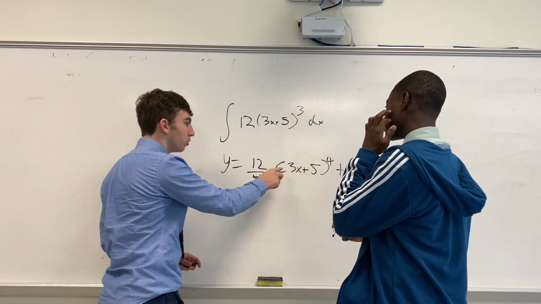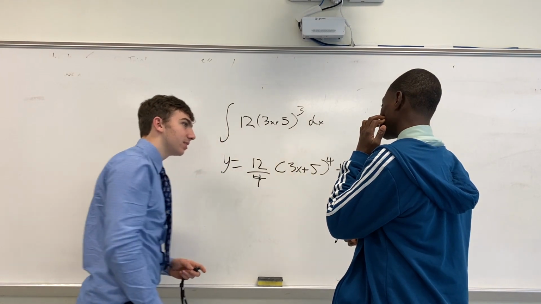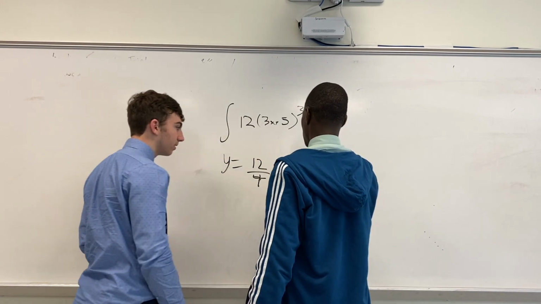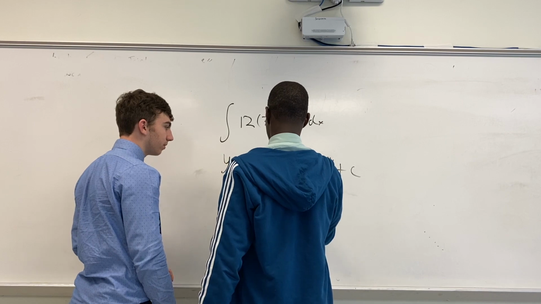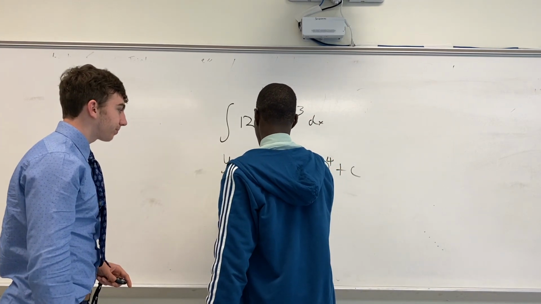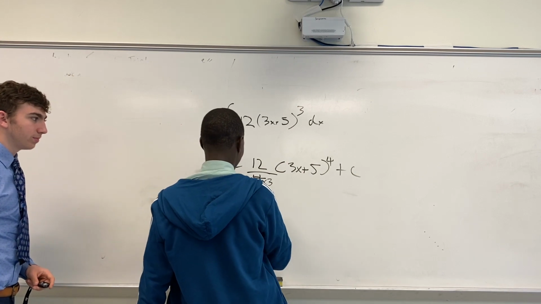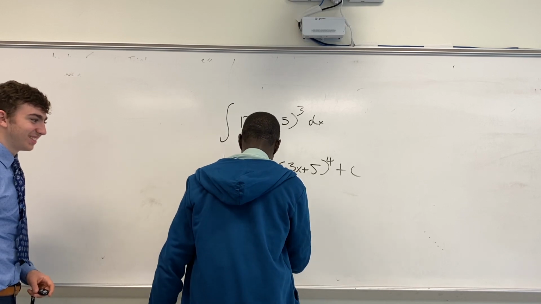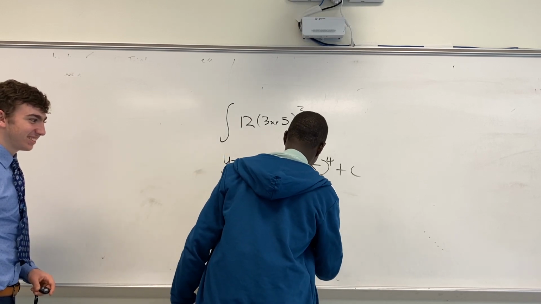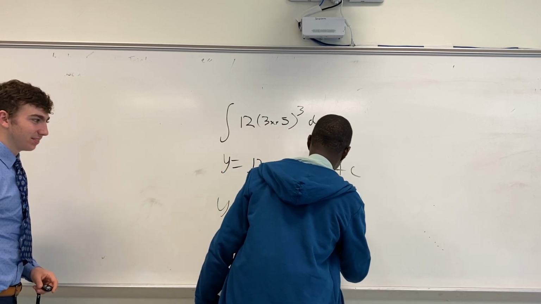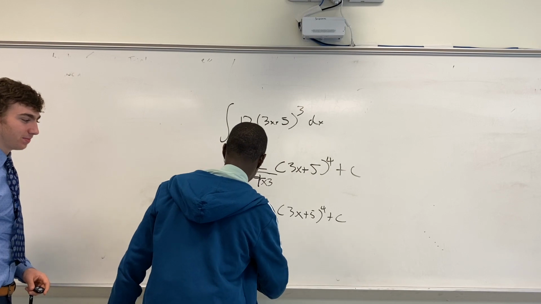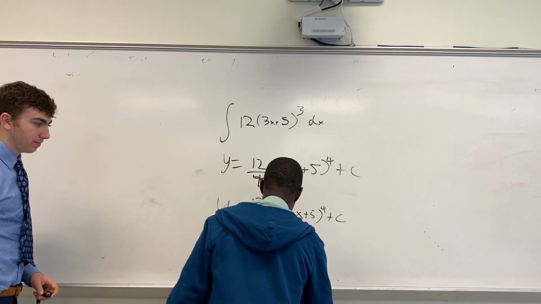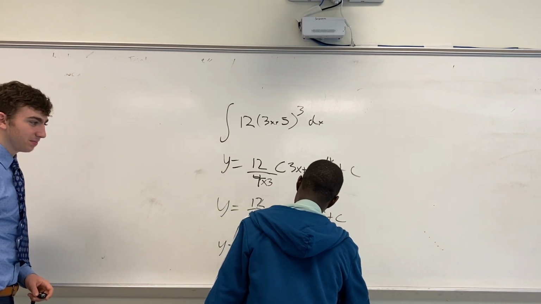Almost. The last thing you had to do was divide by the differential of the inside. So we divide all this by the differential of this, and that's 3. So it would be times 3 on the bottom here. Exactly. Sorry for my bad handwriting, people. 12 divided by 4 times 3, which is 12, times (3x + 5) raised to the power 4 plus c. The 12 over 12 cancels out to be 1, so y equals (3x + 5) raised to the power 4 plus c.